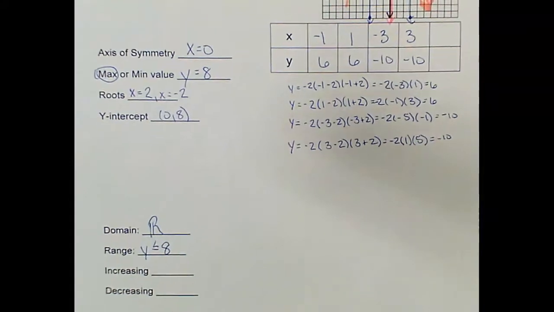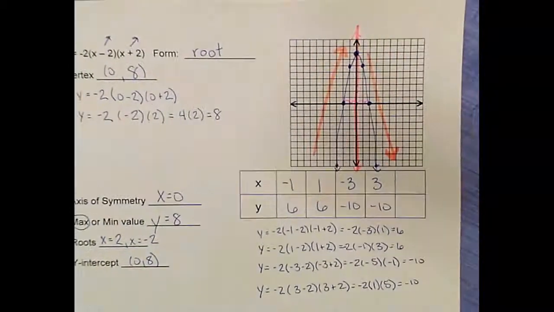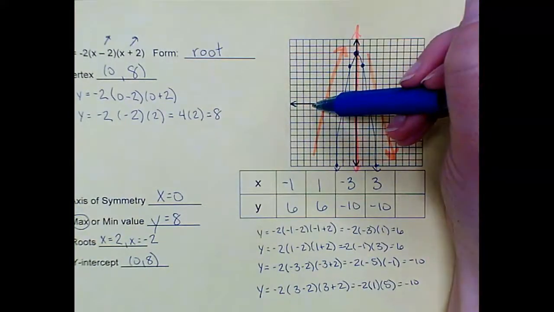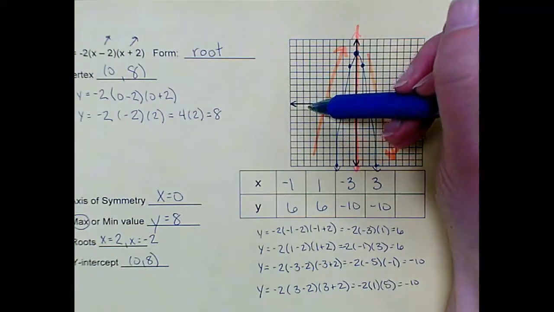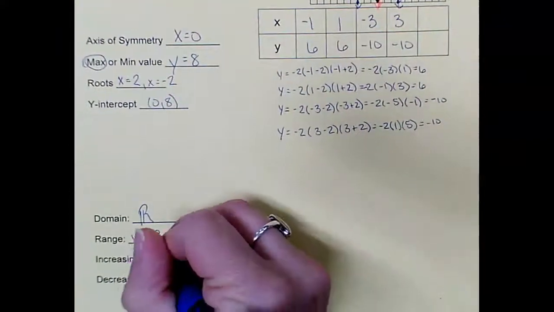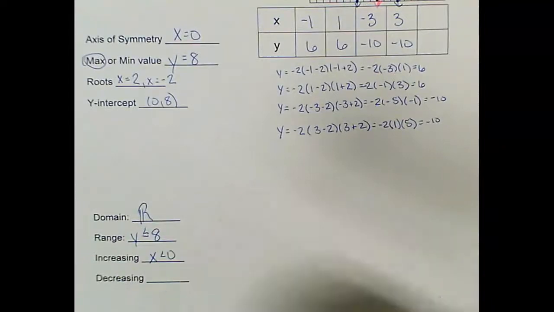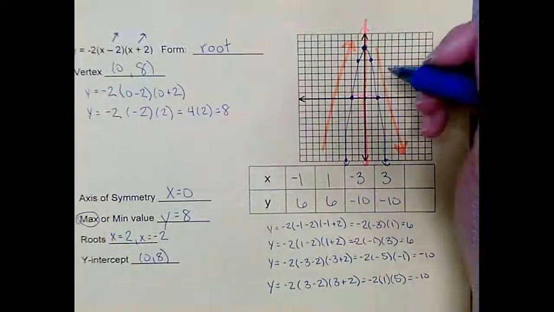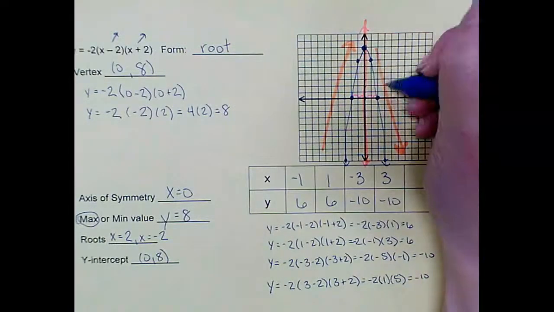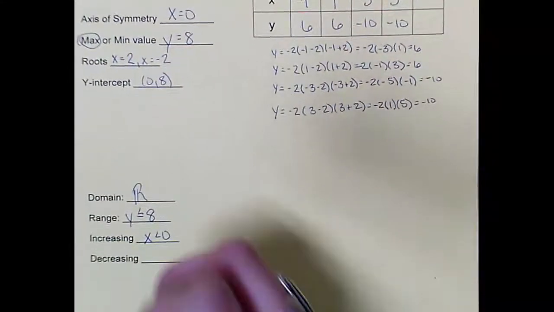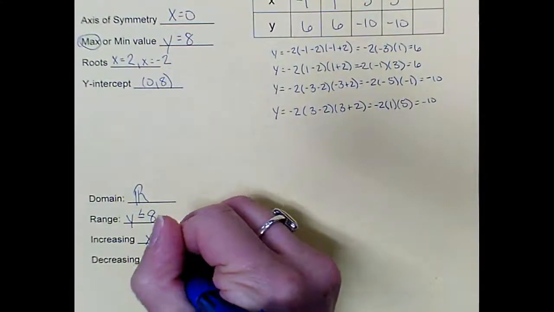The increasing interval of the graph is right here. So it's everything that's to the left of 0 or less than 0. So increasing is all the x values that are less than 0. The decreasing portion of the graph is all of the x values that are to the right of 0. So everything that is greater than 0. So x is greater than 0.